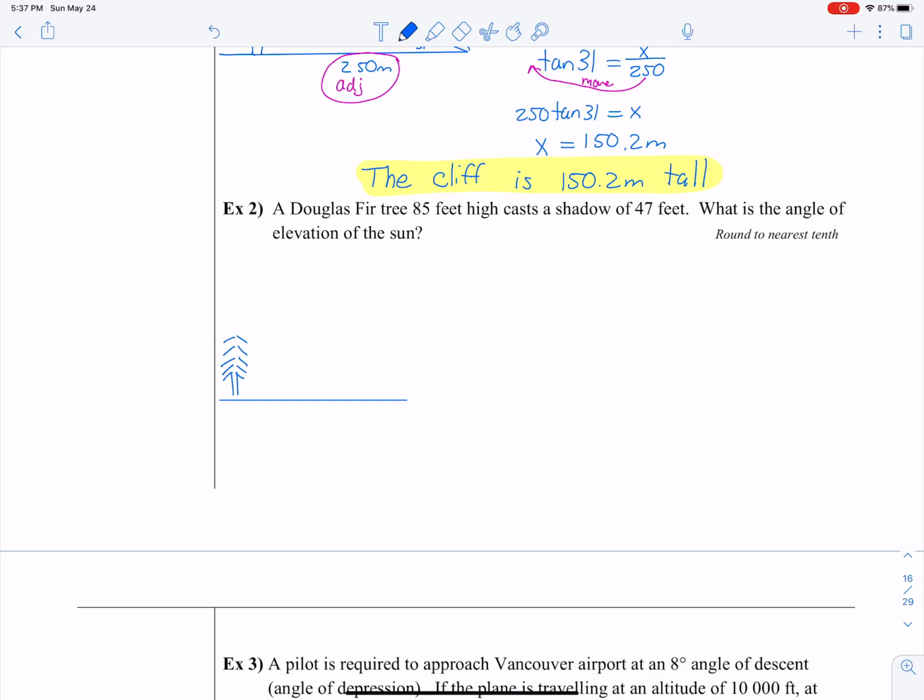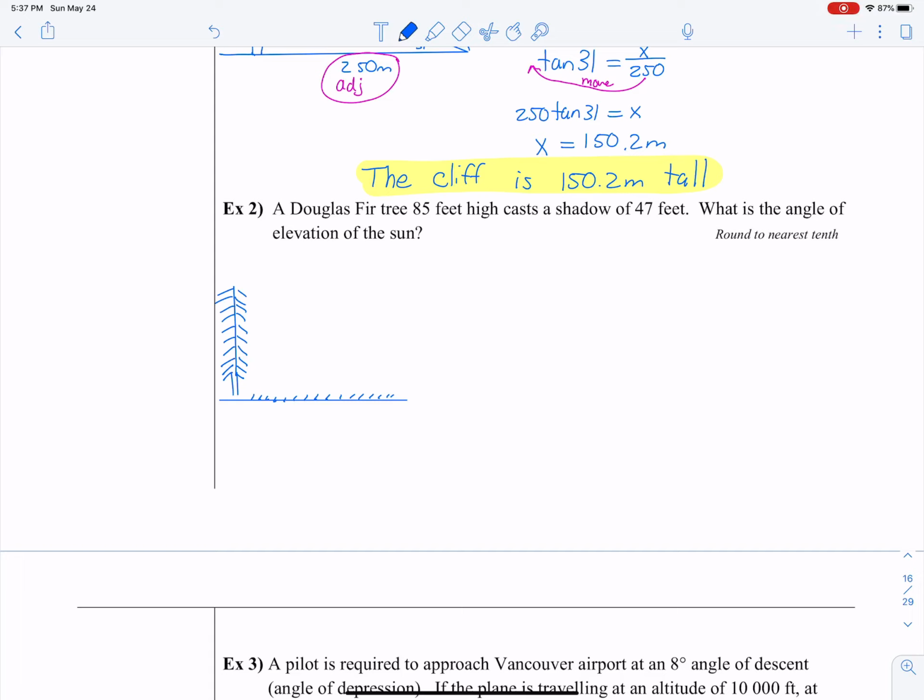I don't know. This is a terrible tree. Whatever. All right. There's my tree. Okay. So my tree is going to cast a shadow on the ground. Here's my shadow. Okay, that's a shadow on the ground.